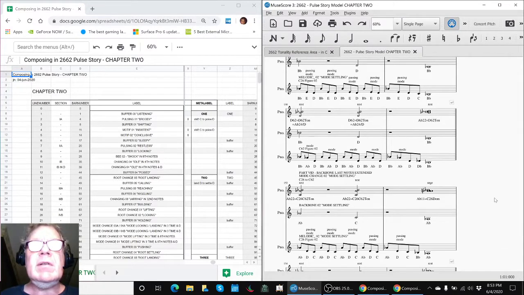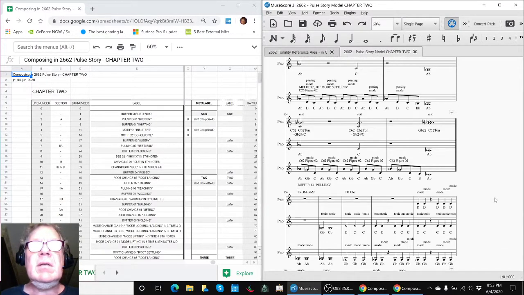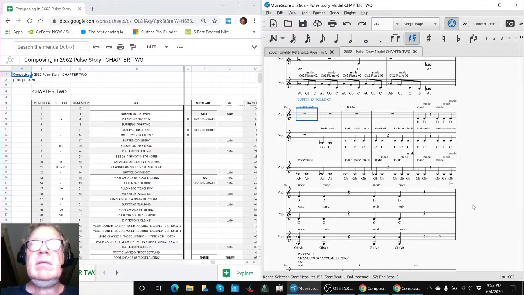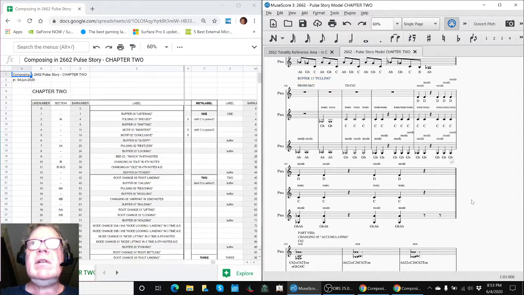and see if that's a good place to lead in here. So here it is, buffer 13. Buffer 13 sounds like this.